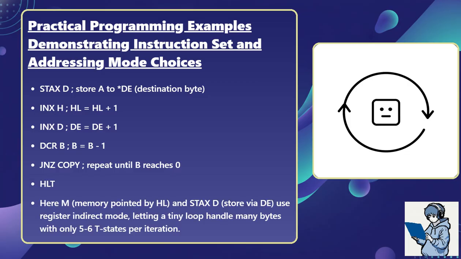HLT. Here M, memory pointed by HL, and STAX D, store via DE, use register indirect mode, letting a tiny loop handle many bytes with only 5 to 6 T-states per iteration.